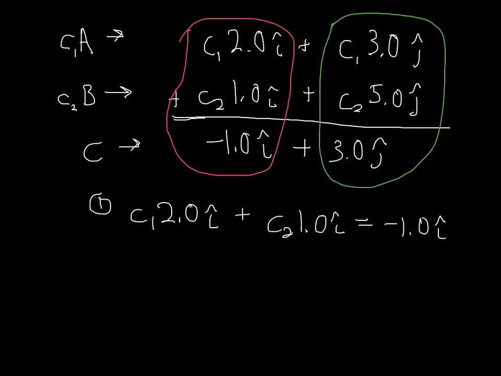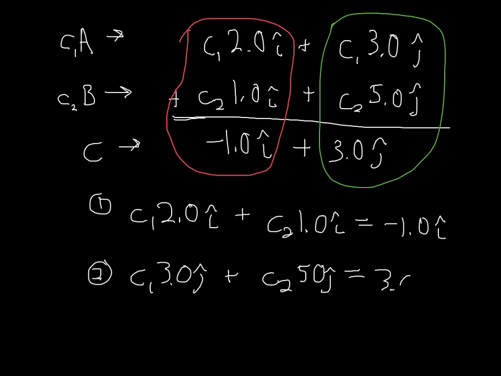So, second one, j hat direction. I have C1 times 3.0 in the j hat plus C2 times 5.0 in the j hat direction is equal to 3.0 in the j hat direction. Alrighty. How many unknowns do I have between these two equations? 2? What do I not know? C1 and C2.